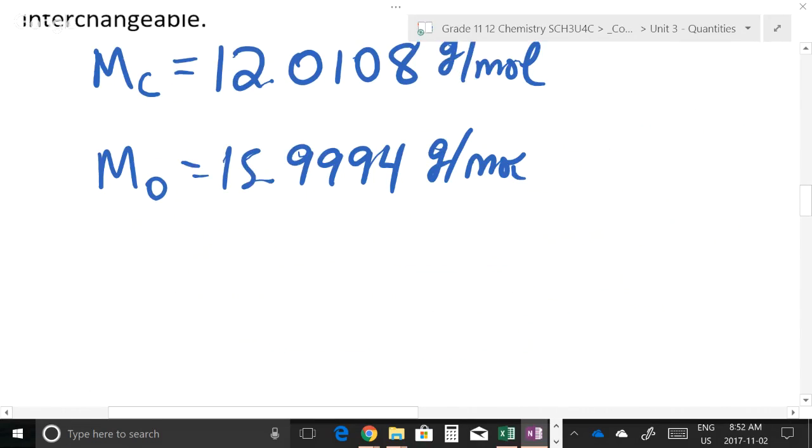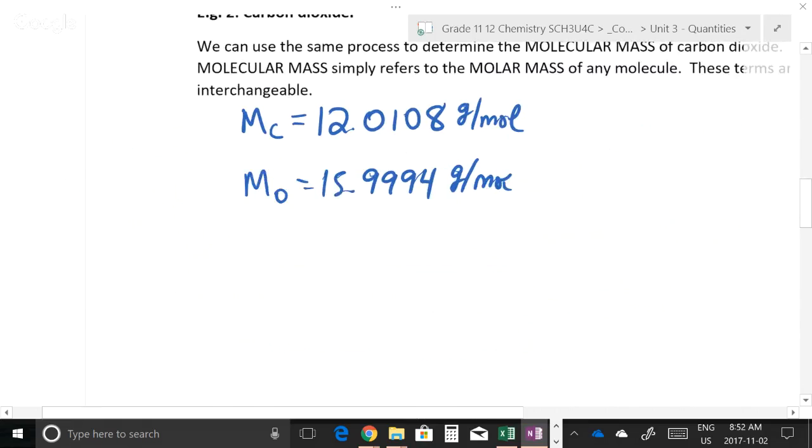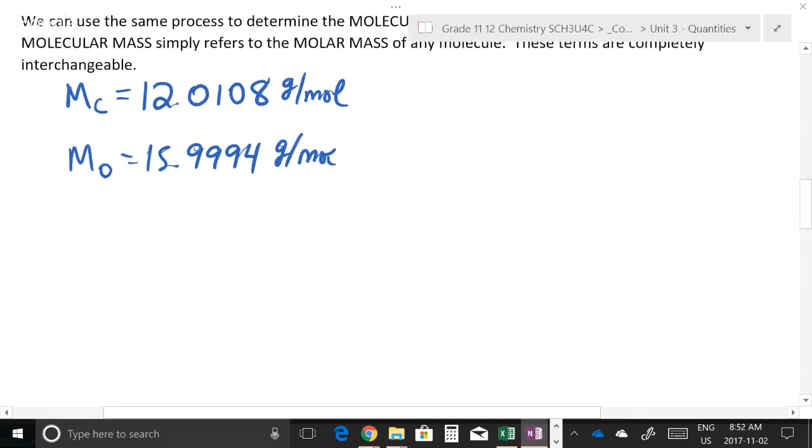All right. And so what then are we going to do to calculate the molar mass of carbon dioxide? Determine how many carbons and oxygens you need, and multiply how much of what you need to make a compound by the masses. Good. So what would you do here? You would say 12.0108 grams per mole plus 2 times 15.9994.